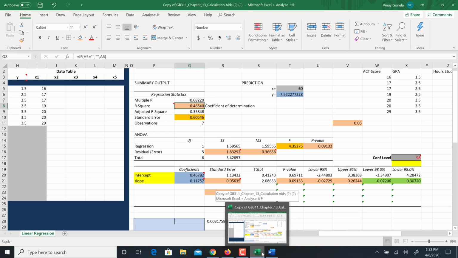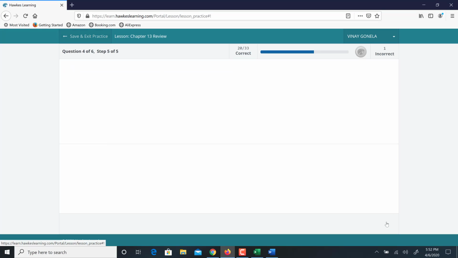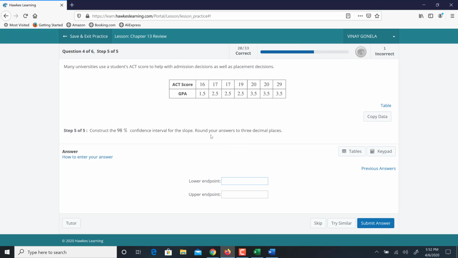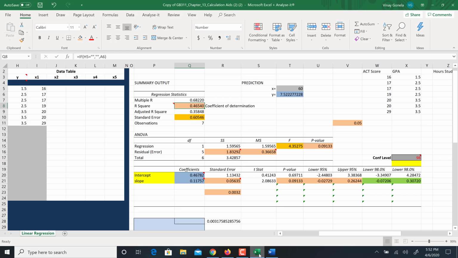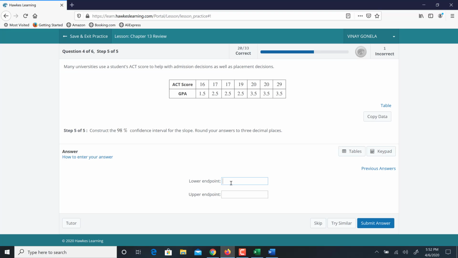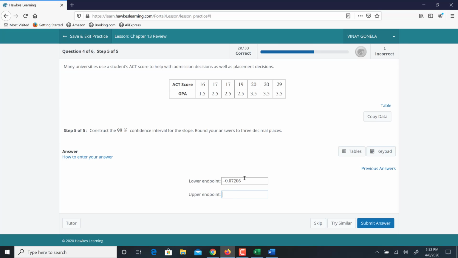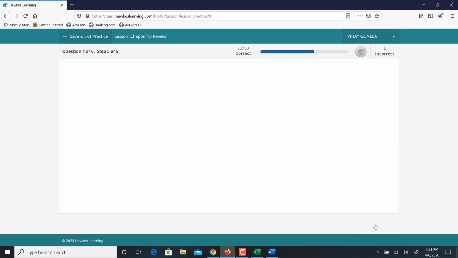So the question, we will submit this, and then the 98% confidence interval, so we will type in 98 here. So that is negative 0.07206 and then positive 0.307, and you can submit this.